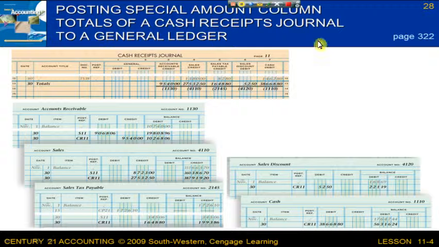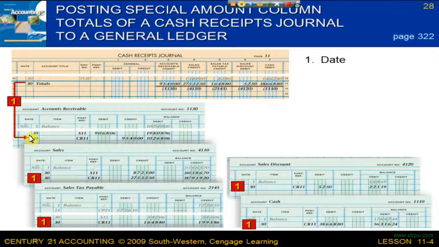Okay, now we're going to post the special amount column totals of the cash receipts journal to the general ledgers. So cash receipts is whenever we receive money, and these are our special columns. We didn't have anything for our general, and if we did, we would have recorded those individually. So on this one, we have accounts receivable credit, this amount.